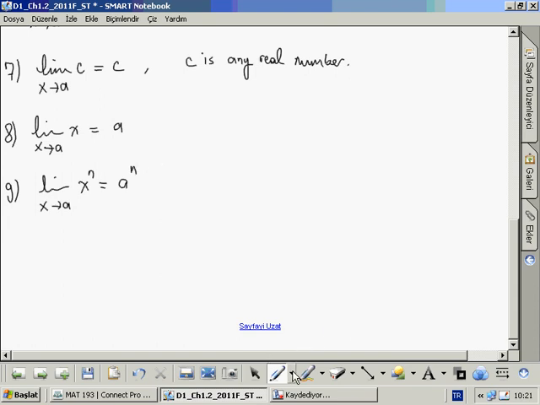And let me give you some examples about these properties. Compute the value of the following limit: the limit as x goes to -2 of 3x squared plus 5x minus 9. At first we will use all the properties above to compute the limit.